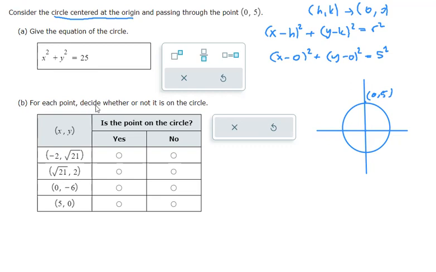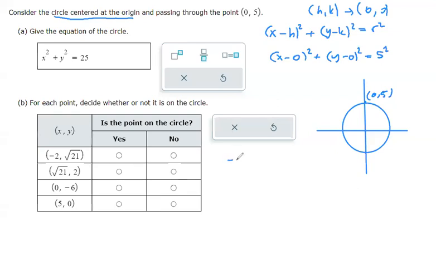And for each point, decide whether or not it's on the circle. In order for a point to be on the circle, it has to satisfy the equation of the circle that you are given. So if you plug in -2, for example, for x, let's do that.